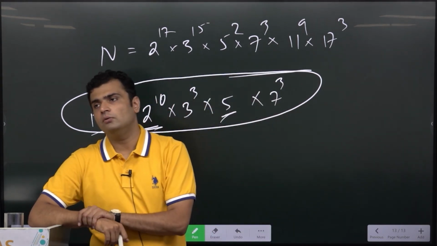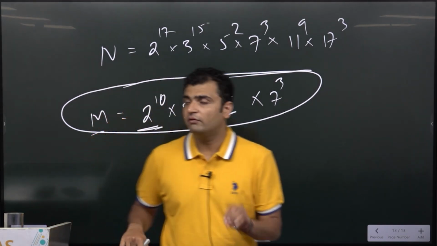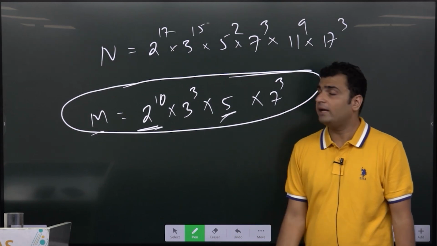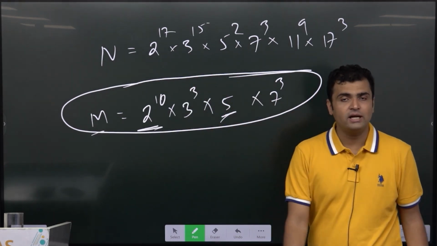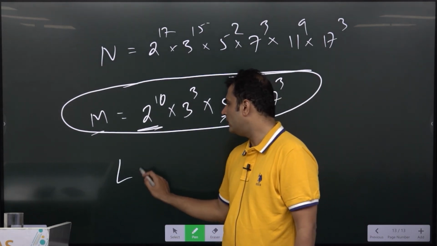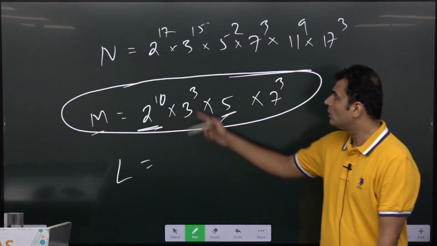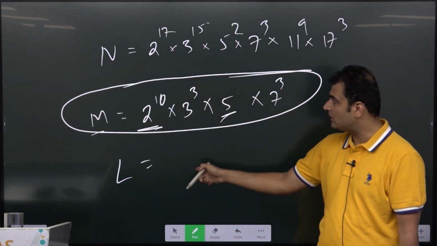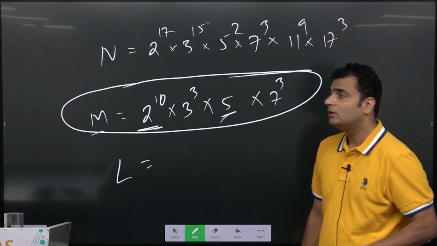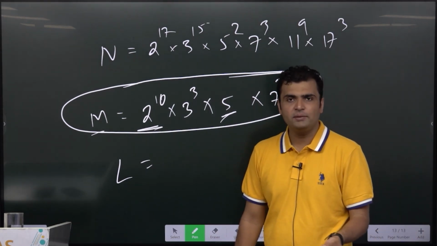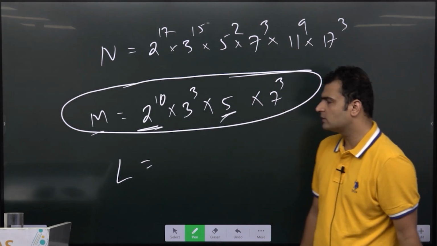In fact, we can say that any number l will be a factor of this number n only if it has only these prime numbers as its factors and their powers are less or equal. Then only we can say. This is how we want to understand divisibility in a different way, and it will simplify many things for us as we'll see.